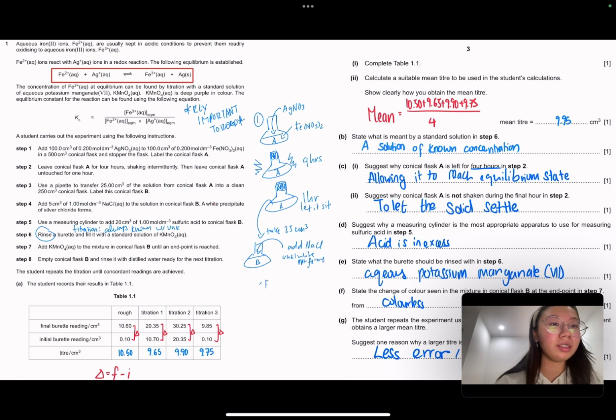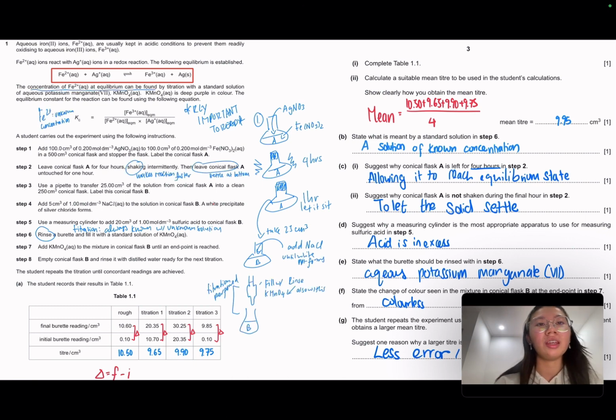So I've done a few diagrams which might help. You are likely leaving it for 4 hours and shaking it intermittently for the purpose of it reaching equilibrium, and you're shaking it so that the reaction can happen faster. So the forward happens faster, the backward also happens faster, so essentially it doesn't really affect it in a way. Then you leave it untouched for an hour, not shaking anymore. This is likely because it might produce some solid, and you want to settle the solid at the very bottom.